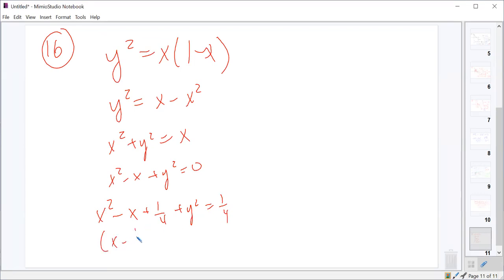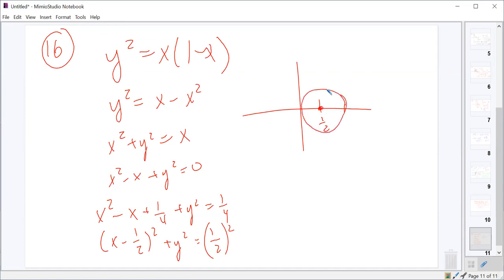And you end up with x minus a half squared plus y squared equals a fourth. In fact, we'll write a fourth as a half squared, just because people like to see this as x minus a squared plus y minus b squared equals r squared. So you know that this is a circle centered at the point 1/2 comma 0 that has a radius of 1/2. So you're looking for that area.